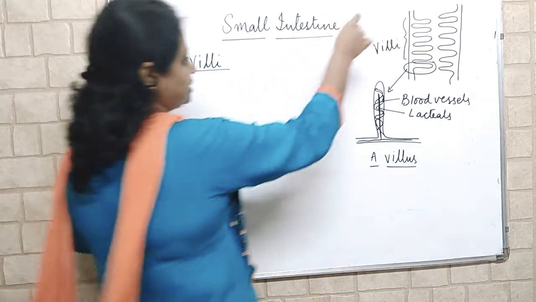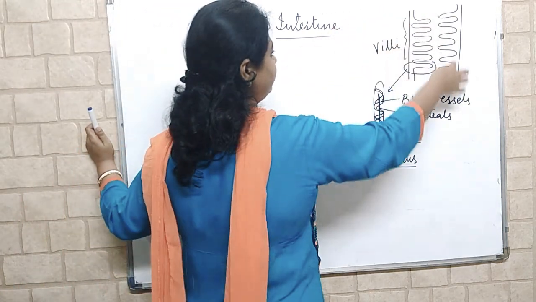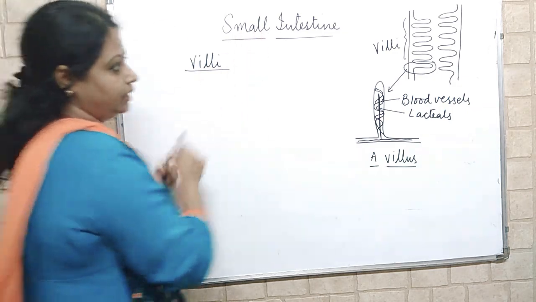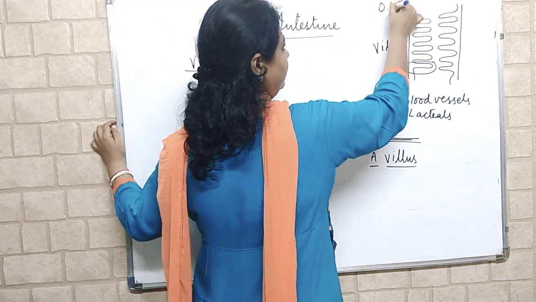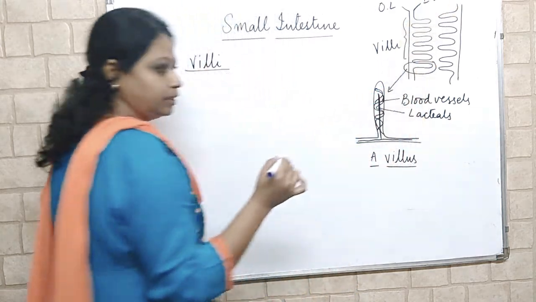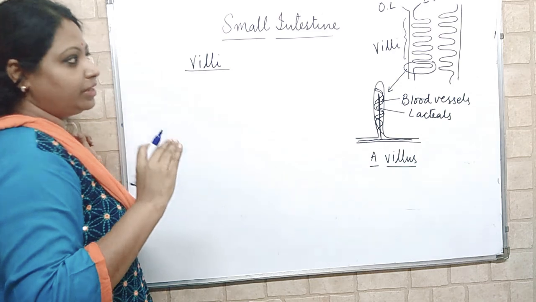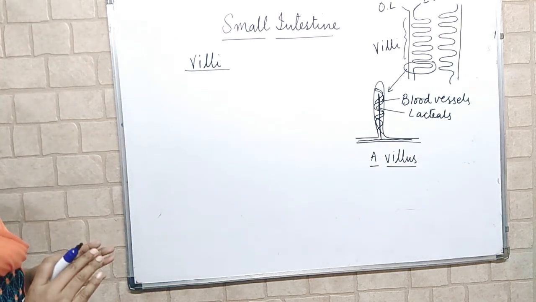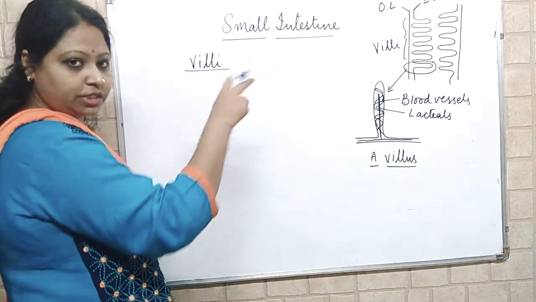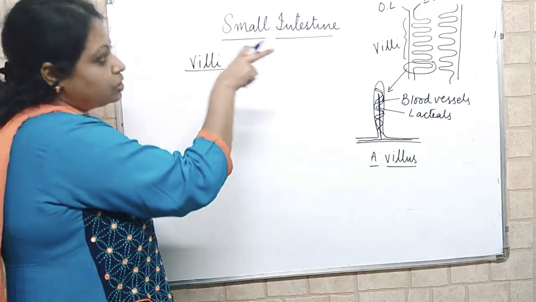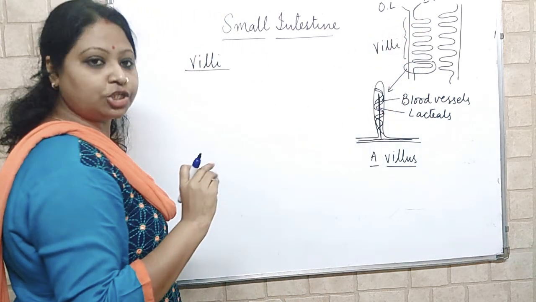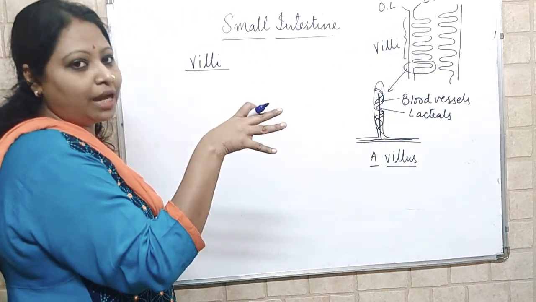The small intestine, you can see, has two linings, an outer lining and an inner lining. This is the outer lining and this is the inner lining of the small intestine. Can you see whether this inner lining is straight? No. You can see that it is thrown into folds. These folds, or finger-like projections, are known as villi.